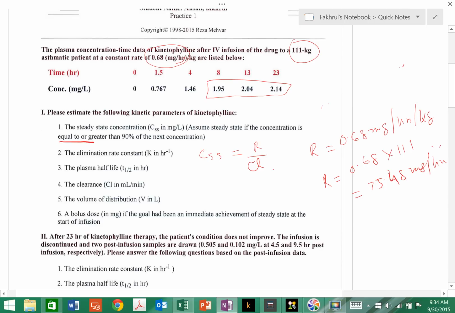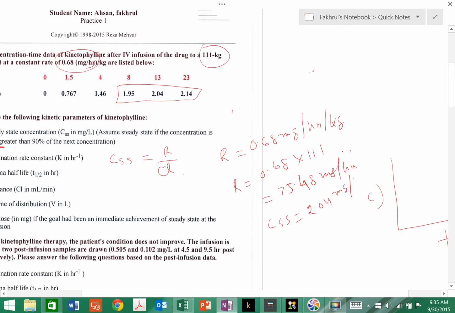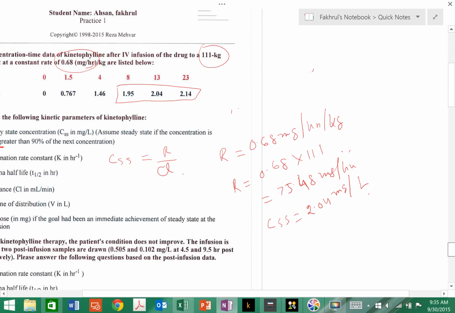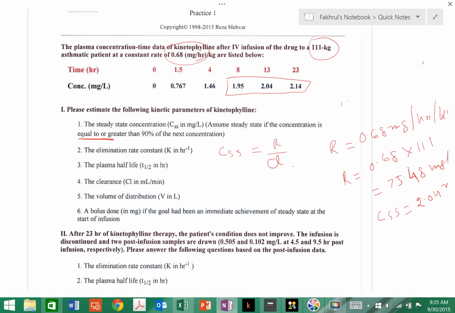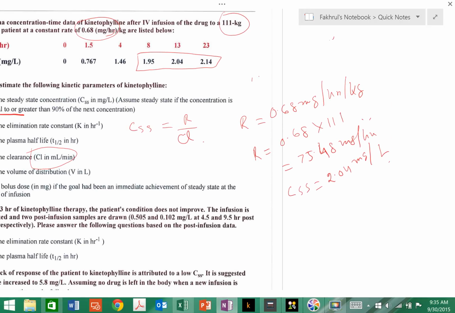And then you have a CSS of 2.04 milligram per liter. If you carefully look into the problem, the question is asking for CL, clearance, in milliliter per minute. So first you calculate CL.